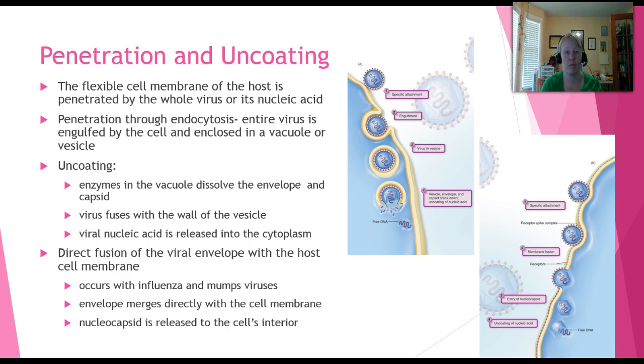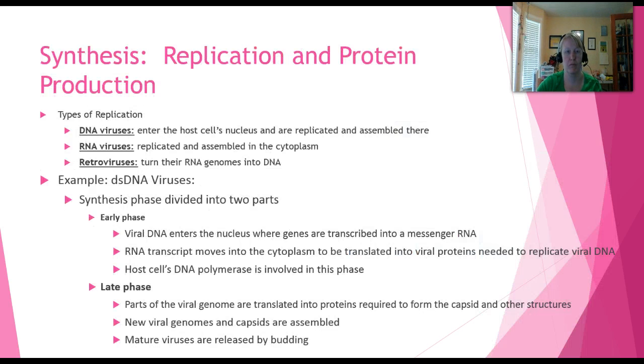So synthesis. This is the big game, right? This is what we're all after. This is the replication and protein production. Remember, we have two main types of nucleic acids we talk about, DNA and RNA. And in this case, we're also going to break out retroviruses into their own category. So we have DNA viruses, RNA viruses, and retroviruses. And we're going to look at an example of double-stranded viruses. There are two phases of replication for double-stranded viruses, the early phase and the late phase.